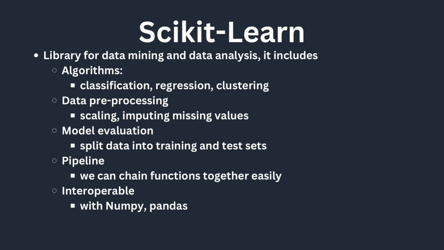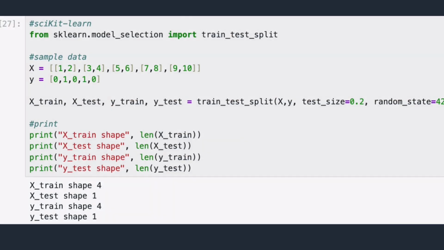Next, model evaluation. Once we have trained a model, it's important to evaluate how well it performs. Scikit-learn allows you to easily split your data into training and test sets. Next, pipeline. Scikit-learn also offers the concept of a pipeline, which allows you to chain multiple functions together in the correct order. Then, interoperability with other libraries. One of the greatest things is that Scikit-learn is highly interoperable with other Python libraries like NumPy and Pandas, so you can easily integrate it with your existing workflow.